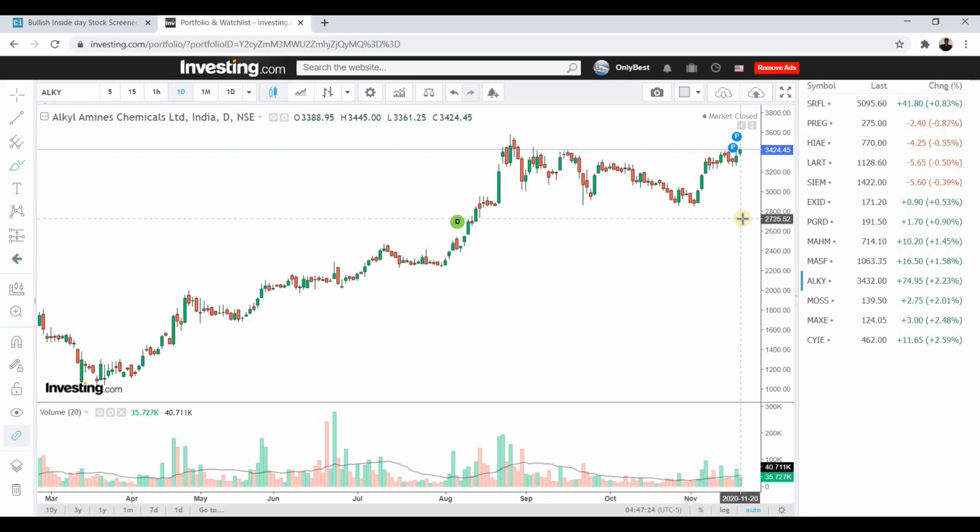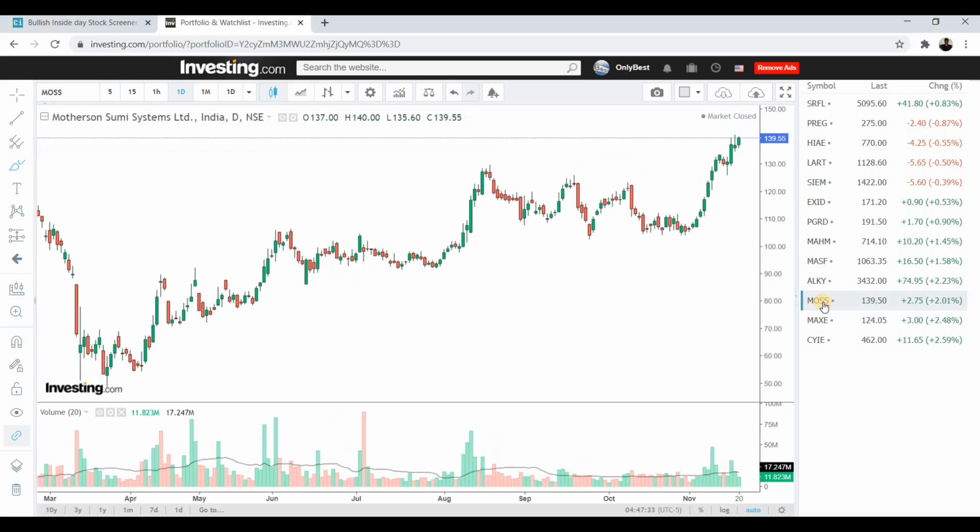So that's 40, 80, 85. Okay. So we can take this. We can shortlist Alkyl Amines for trading. Next one is Motherson Sumi. Again, from the naked eye you can make out that it does not fit into our rules.